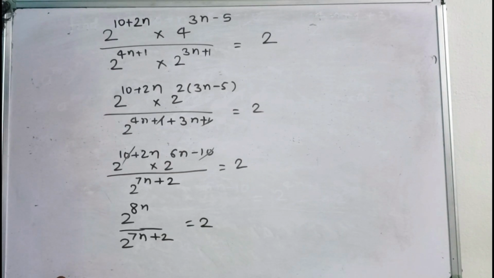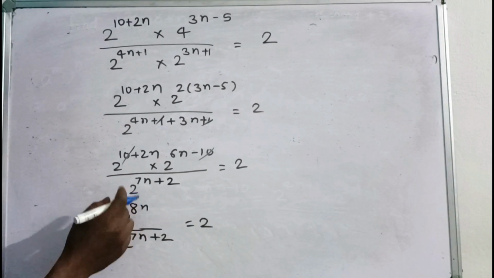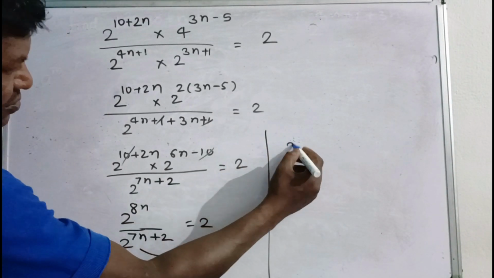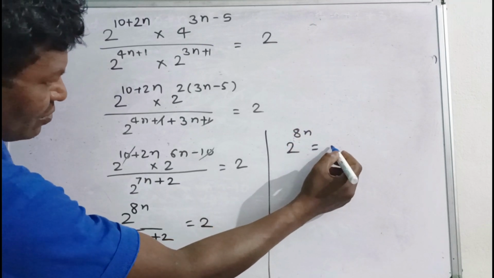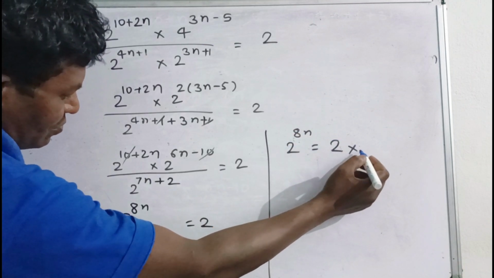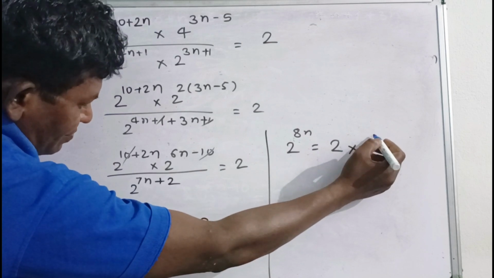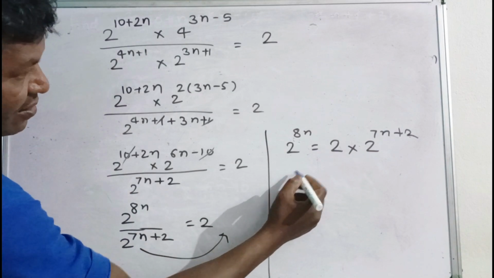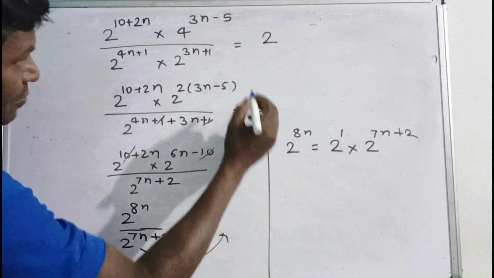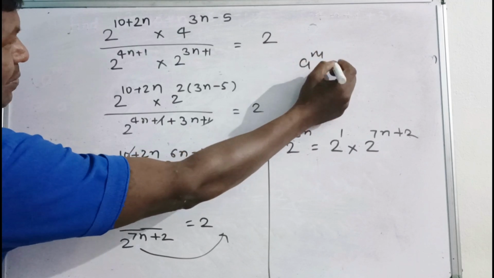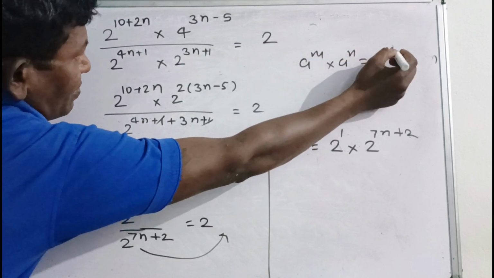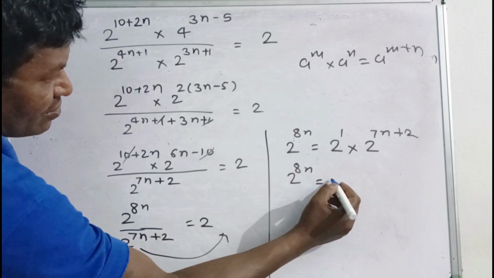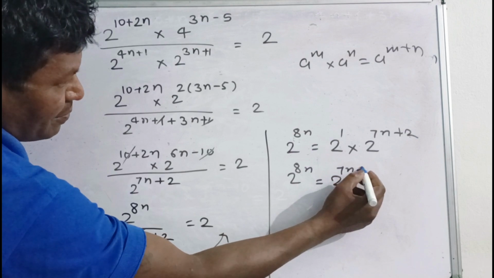Is equal to 2. Again, this side goes to in multiplication. 2 raised to the power 8n is equal to 2 into 2 raised to the power 7n plus 2. Again, using the property a raised to the power m into a raised to the power n is equal to a raised to the power m plus n, 2 raised to the power 8n is equal to 2 raised to the power 7n plus 3.